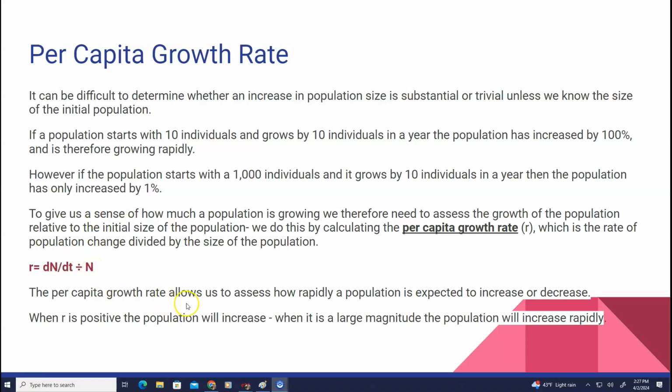So the per capita growth rate allows us to assess how rapidly a population is expected to increase or decrease over time. When R is a positive number, the population increases, and when it's a negative number, it would be decreasing. So when those numbers are large, we will see a rapid increase or a rapid decrease.